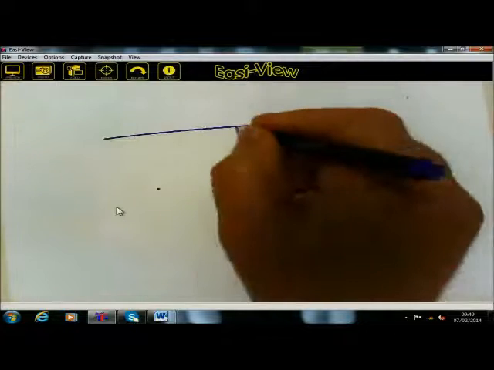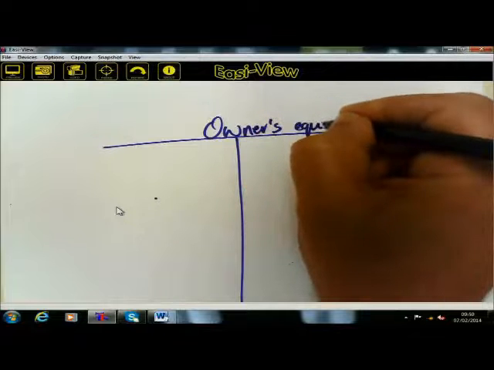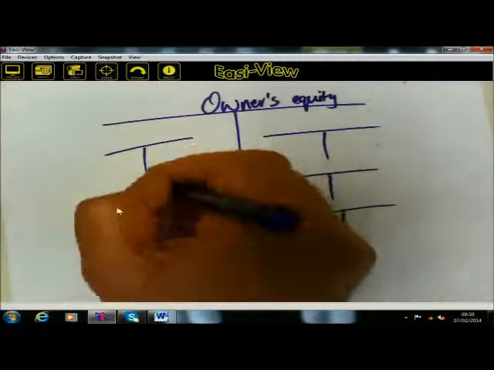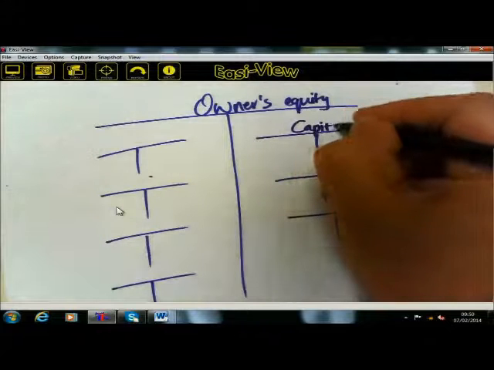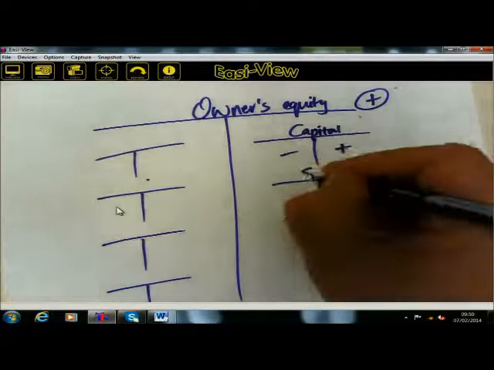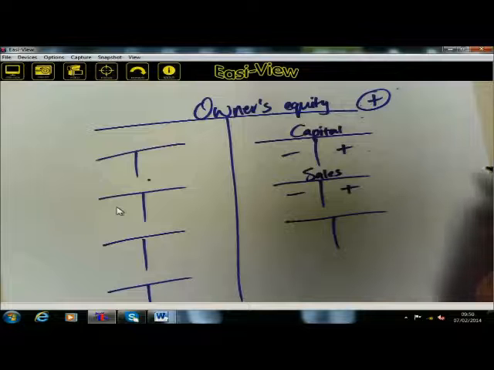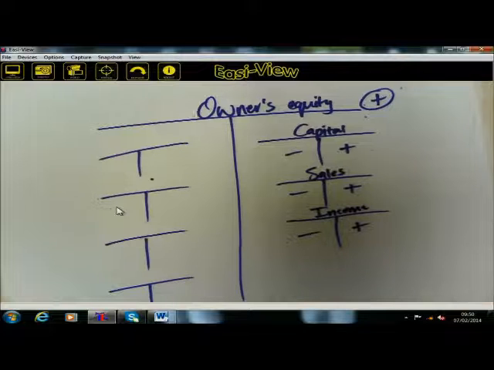I'm going to quickly put it there for you. If this is your owner's equity, you've got 3 there, and you've got 4 there. This is capital, minus plus, that makes your owner's equity more. This is sales, minus plus, that makes your owner's equity more if there's more sales. And this is income. More income, more owner's equity.